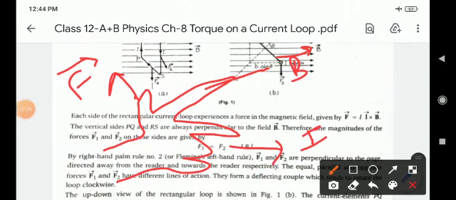Okay, children, listen. See this figure. Stretch the thumb and the first two fingers of the left hand mutually perpendicular to each other. If the forefinger points in the direction of the magnetic field, the central finger is in the direction of the current, and the thumb represents force. Okay, children?